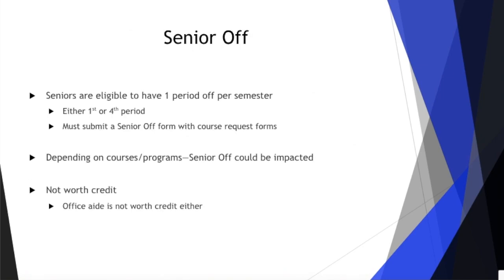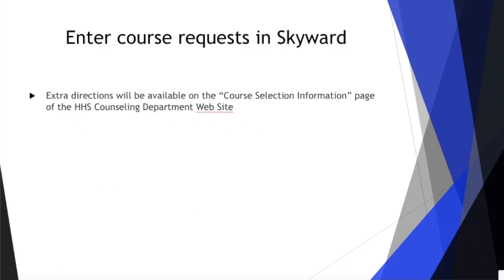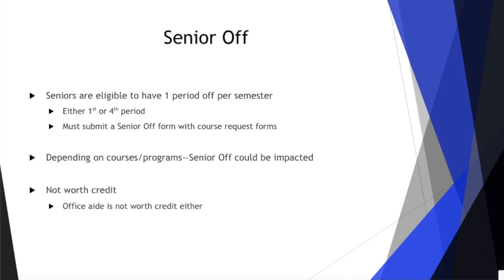Seniors who wish to select senior off periods must remember that you can only have 1 period off per semester. Senior off may not be available during the period that you request if it conflicts with a class that is required for you to graduate. Again, your counselor will attempt to create a schedule that includes as many of your course requests as possible.